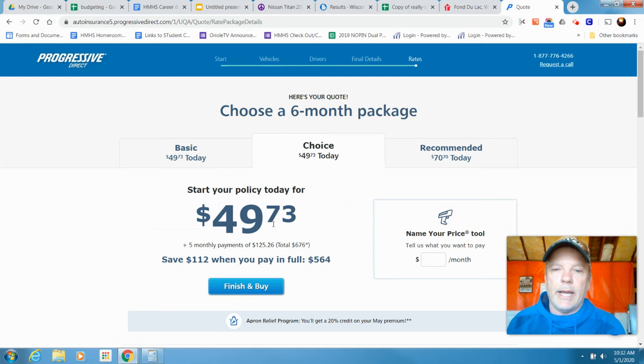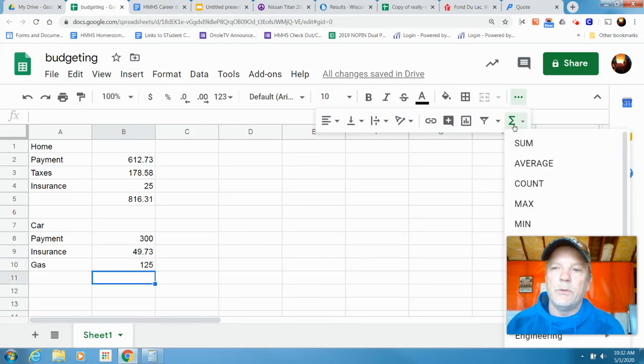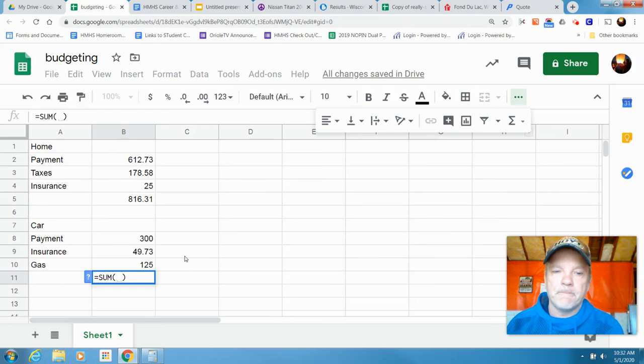And it looks like I will be paying $49.73 a month. So I'm going to go back here and put in $49.73. And then I'm going to use the sum function again and enter that in. So here is how much I'm going to spend on my car every month.